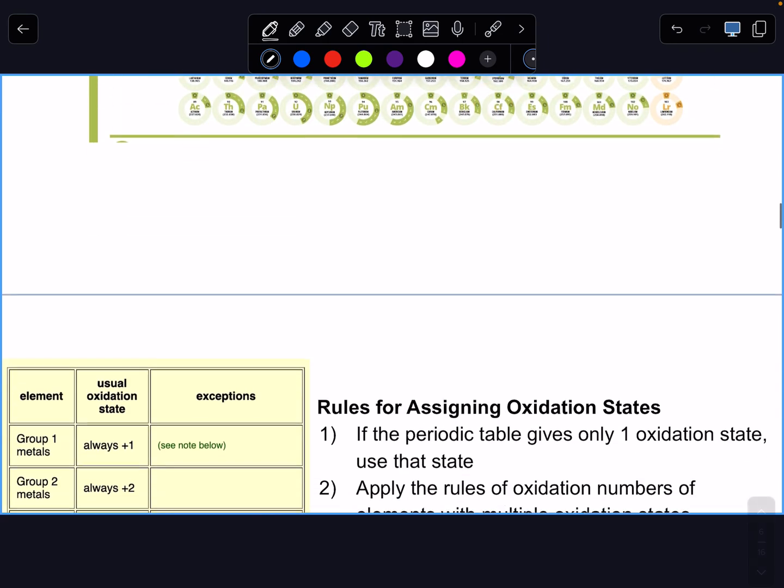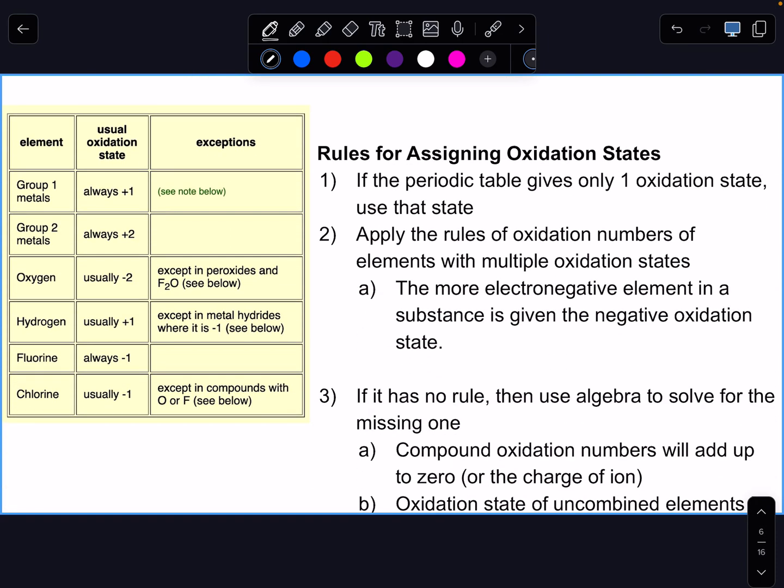So we have a series of rules to help us identify oxidation states. Eventually we are going to need to have these memorized, but for this unit, I will put them on the board for the test, similar to how I put the strong acids and bases for you. But eventually we do need to know them.